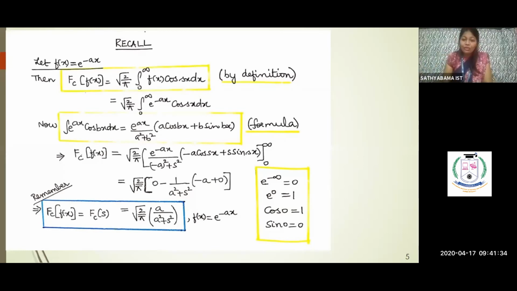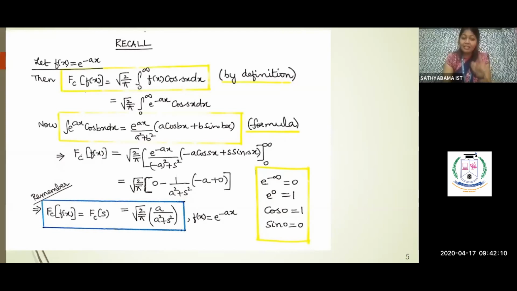So remember, when you have to integrate a product of two functions where one is exponential, e power ax, and the other is cos or sine, you have a ready-made formula. By now I'm sure you should be familiar with this formula, because we've done this in Laplace transform as well. That's the formula I've highlighted in yellow. Please look at that formula.